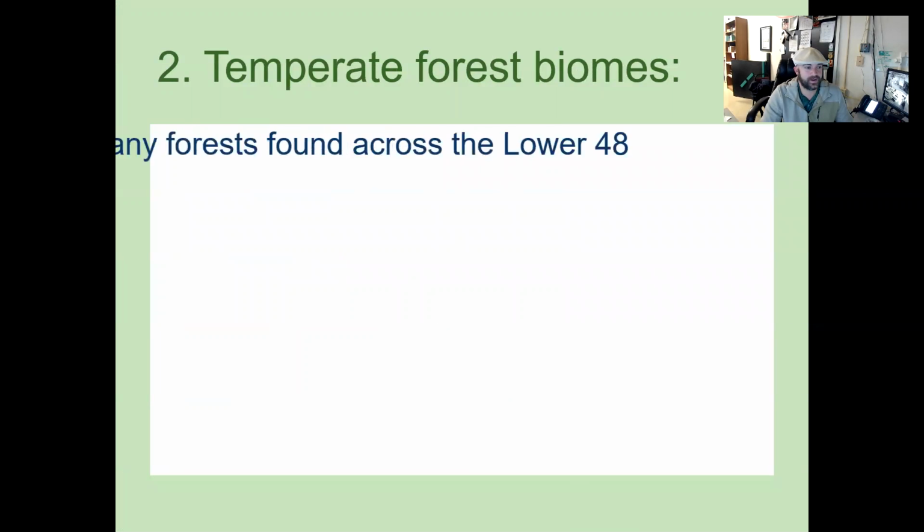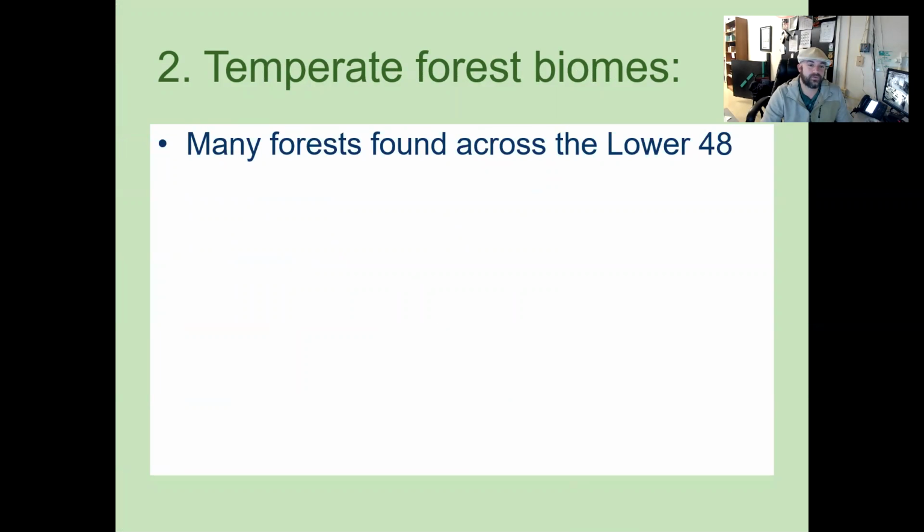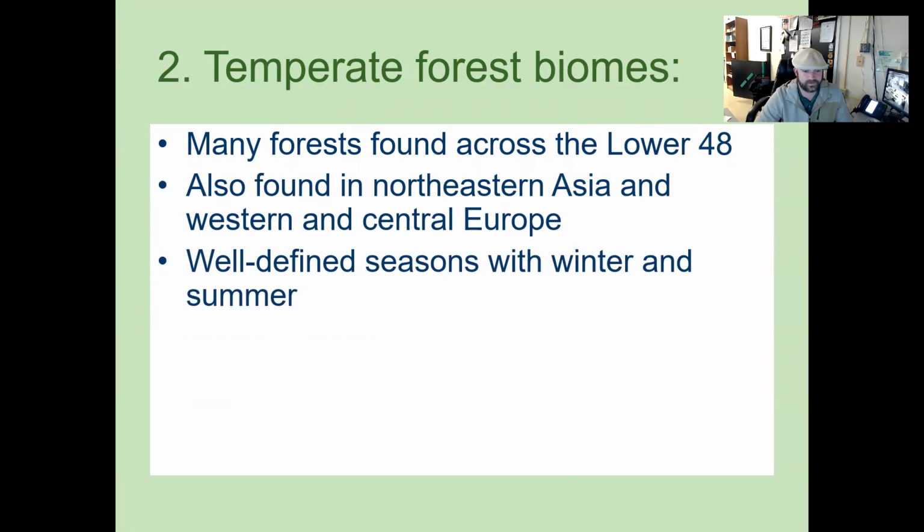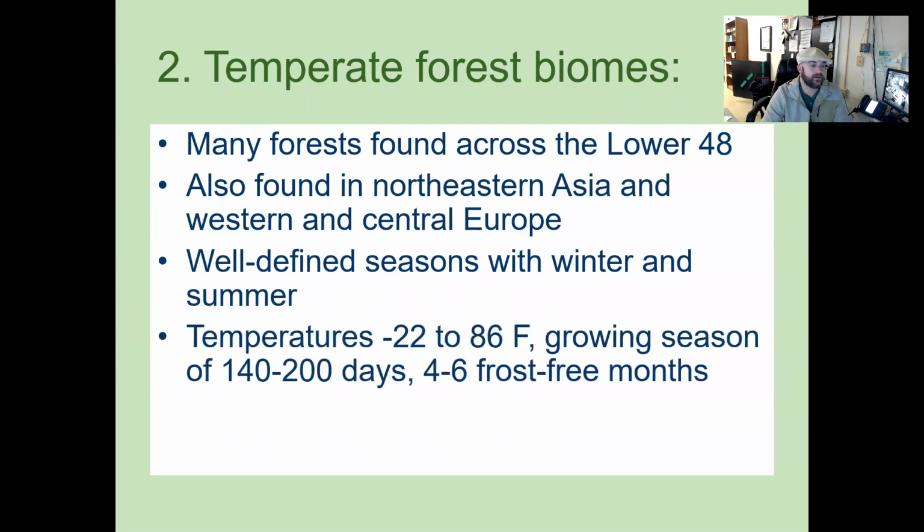The temperate forest biomes are found in many forests across the lower 48, also in northeastern Asia and western Central Europe, with well-defined seasons of winter and summer. Temperatures range from -22 to 86 degrees Fahrenheit, with a growing season of 140 to 200 days, and 4 to 6 frost-free months.